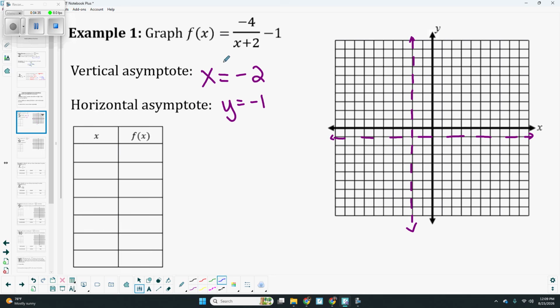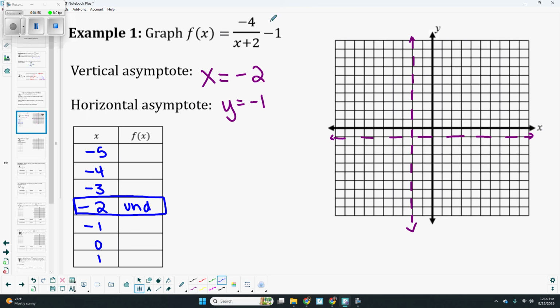So that means I'm going to put this negative 2 in the middle, and that was undefined, so I don't have to worry about it, but I'm going to pick 3 before it and 3 after it. So bigger numbers than negative 2 would be negative 1, 0, and 1. Smaller would be negative 3, negative 4, and negative 5. And now we just have to plug them in.